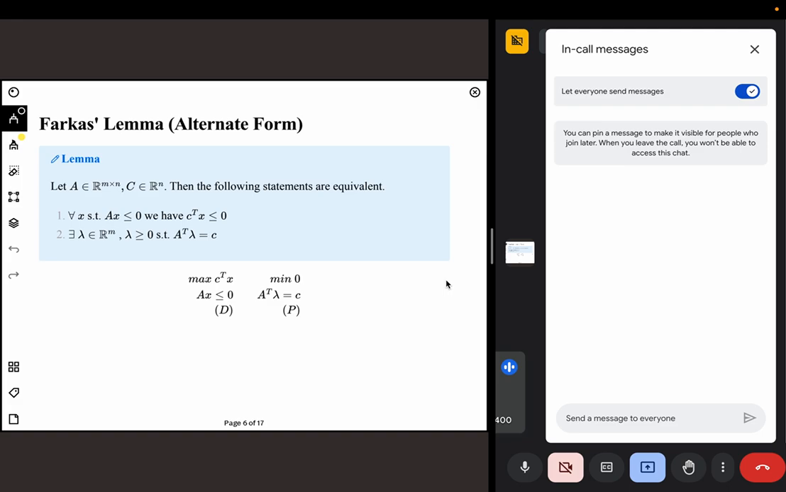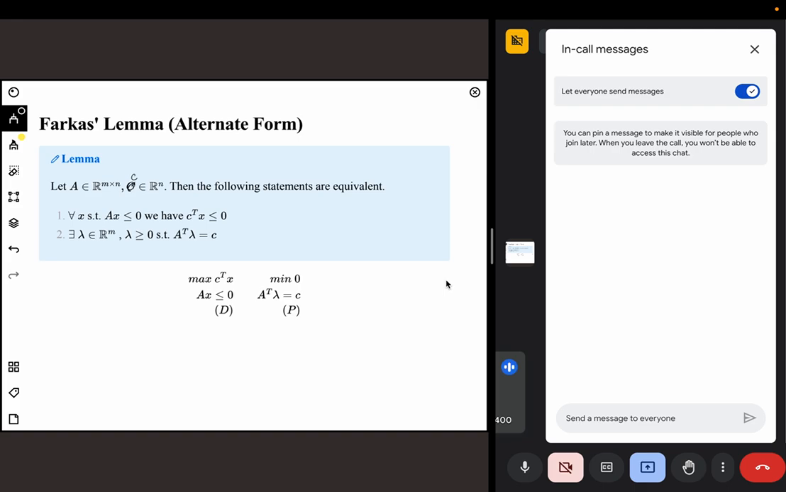This is again a different form of Farkas lemma, but you can also think of it the same as the primal dual thing that we have. Here also we have a matrix A of size M cross N and c belongs to Rn. For all x such that Ax less than or equal to 0, we have c transpose x less than or equal to 0. The only difference is that previously we just had less than 0, and now we have an equality symbol as well, so it can be 0 or less than 0. Then there will exist a lambda belonging to Rm such that lambda is greater than or equal to 0 and A transpose lambda equals c.